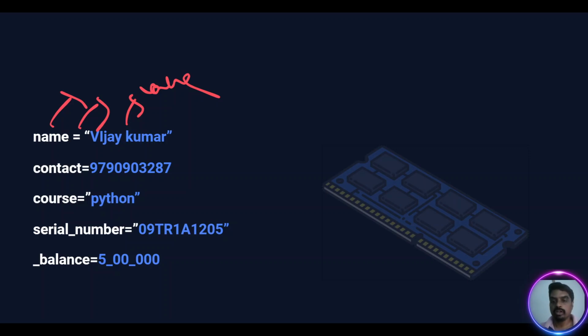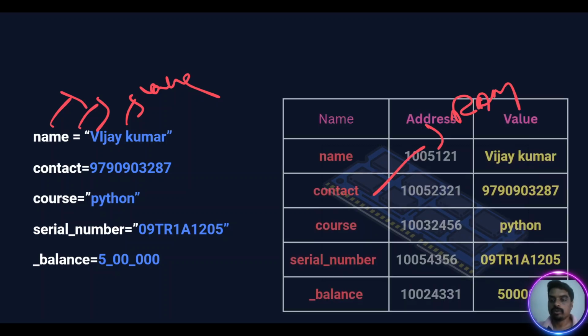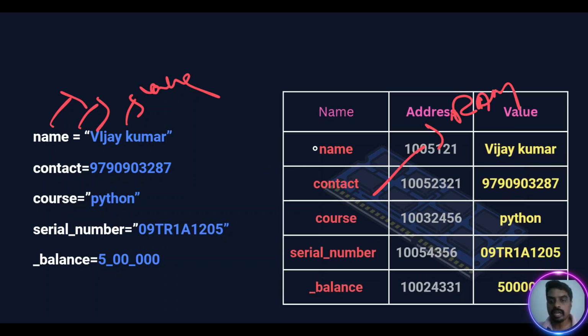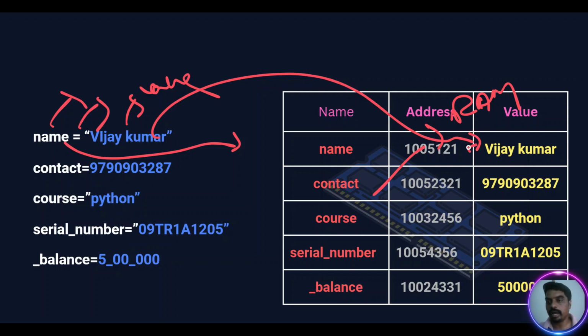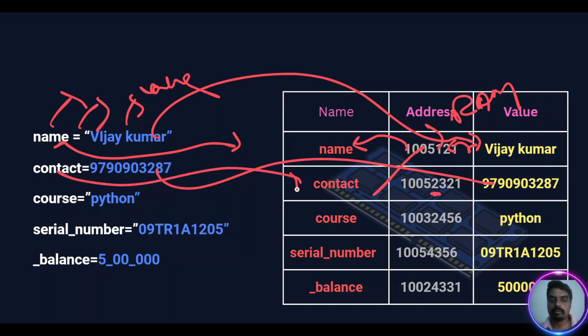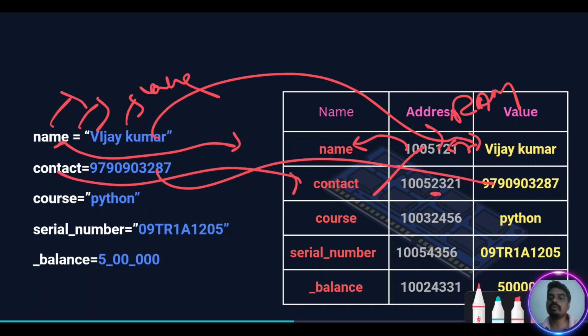Let's assume this is our RAM. This is how these values will be stored. First, the name variable: it will load the value into memory and generate some unique address. Remembering the address is difficult, so we give the reference as a name. Next, similarly, the mobile number gets its unique address and a variable name. So this is how your RAM will load the values.